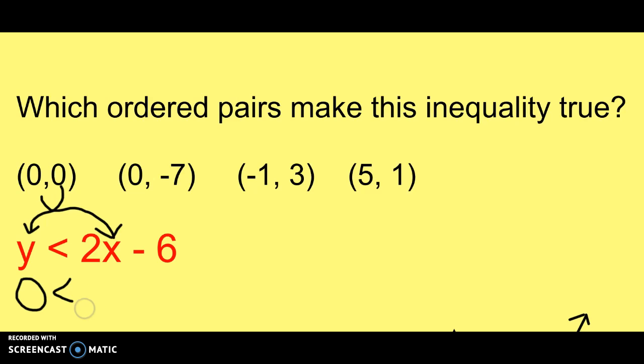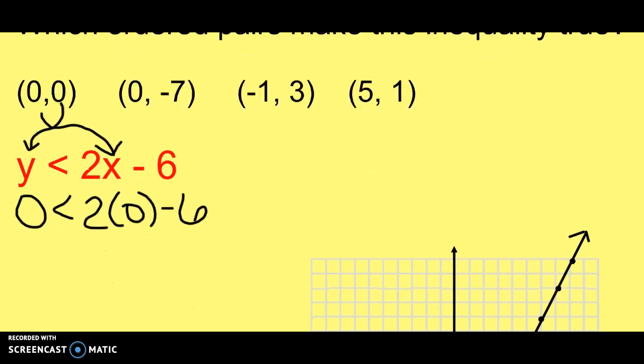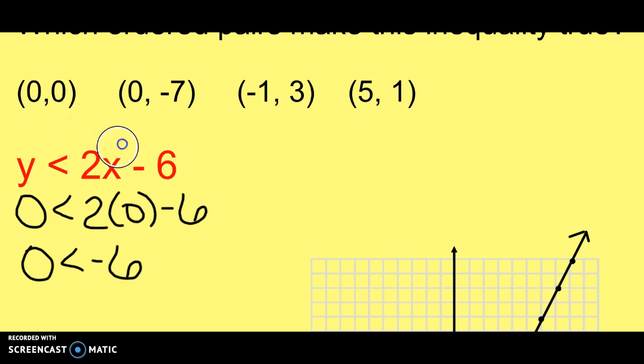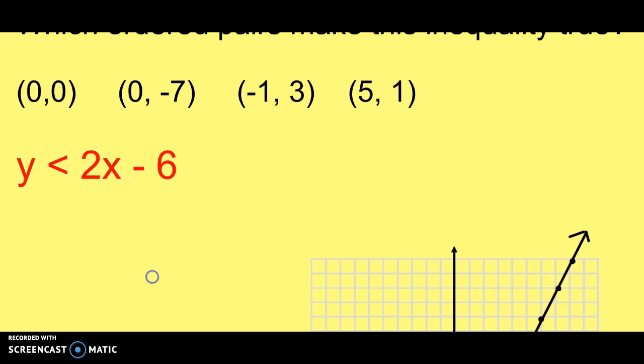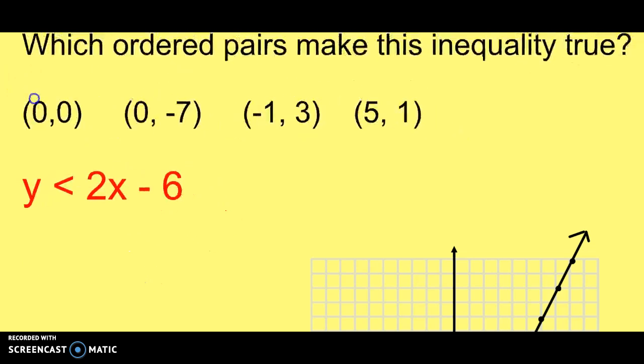So 2 times 0 and then minus 6. Let's see what we get. We get 0 is less than negative 6. Is that true? No, it is not true. So 0, 0 is not going to be part of the solution. Cross that one out.